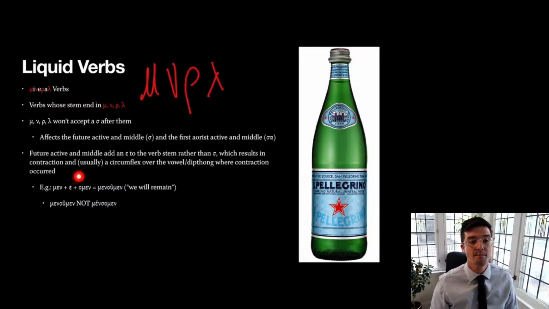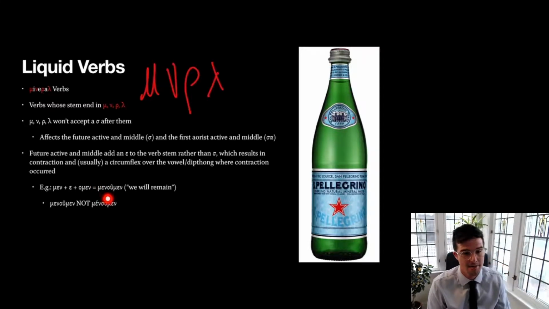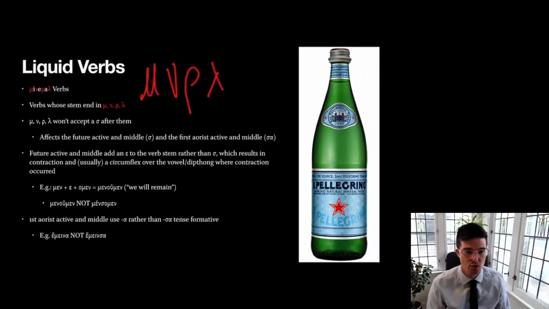And the epsilon and the omicron are going to contract with one another to make μένουν, and once again we're going to get the circumflex accent over the contracted diphthong, omicron upsilon. And so our future active indicative first person plural of μένω is going to be μένουν rather than μένσομεν. We'll never see μένσομεν in the New Testament or in any of the exercises because the nu doesn't allow this sigma to go next to it and instead uses the epsilon, which causes contraction.